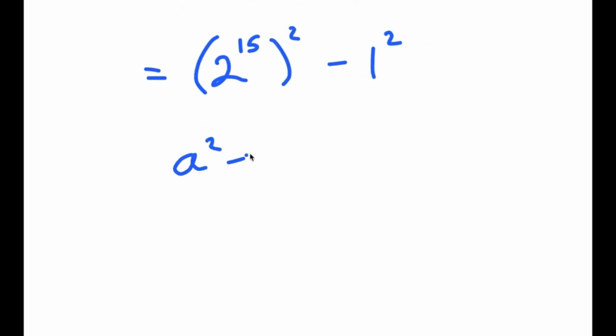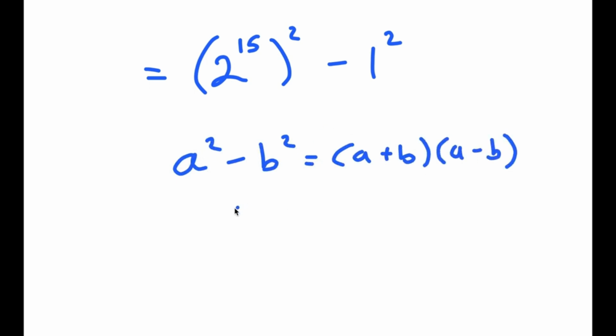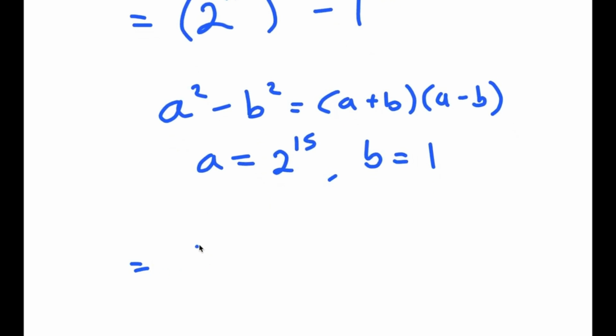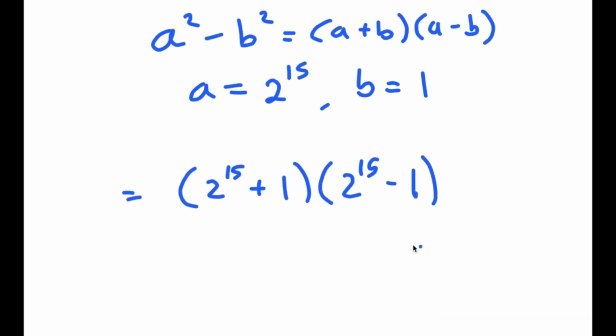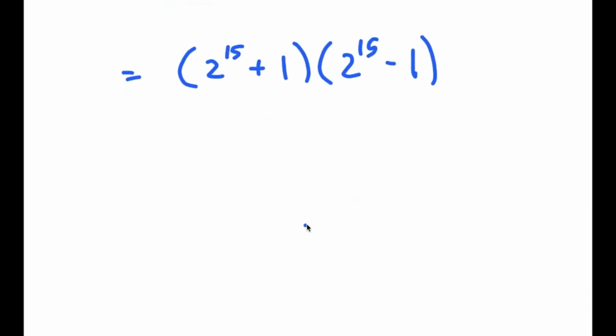Now, if I have something in the form a squared minus b squared, this is equal to a plus b times a minus b. So in this case, a is 2 to the power of 15, and b is 1. So now I have 2 to the power of 15 plus 1 times 2 to the power of 15 minus 1. Now, 2 to the power of 15, well, what's the value of that? Well, 2 to the power of 10, this is 1024.